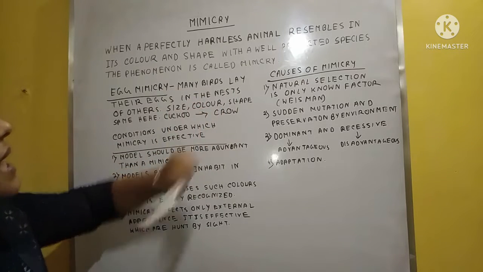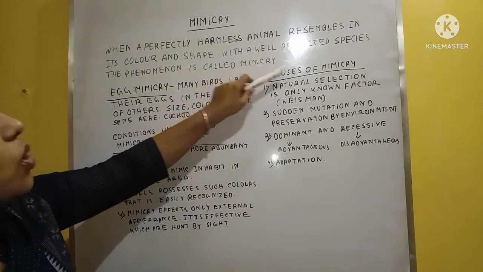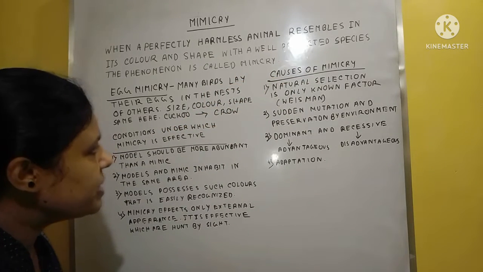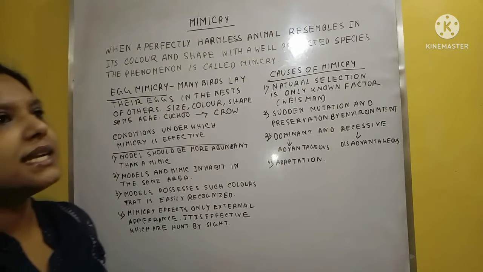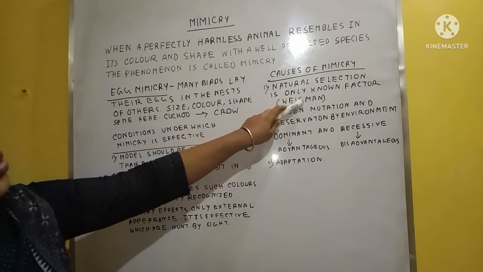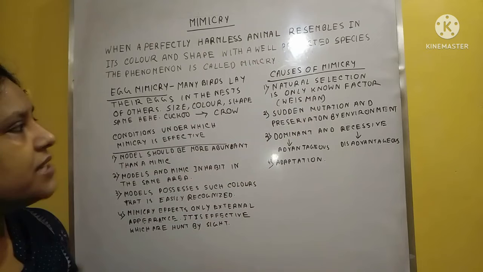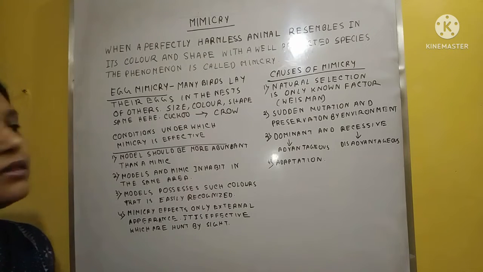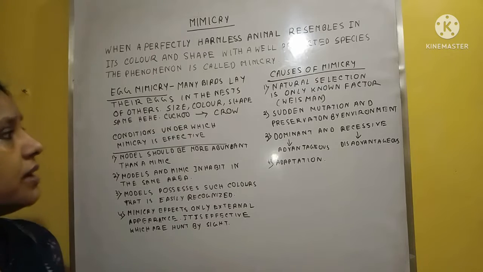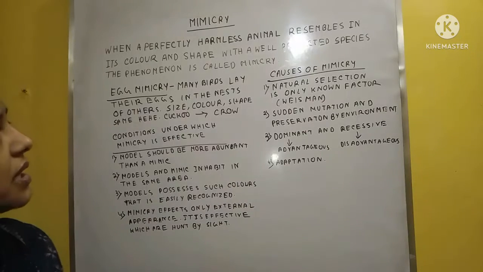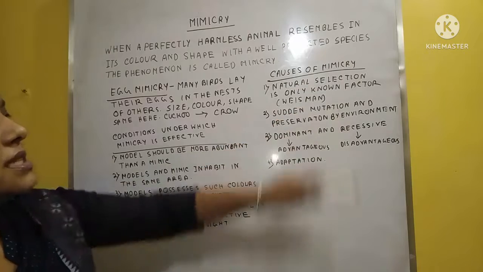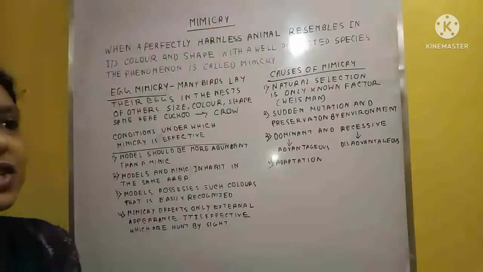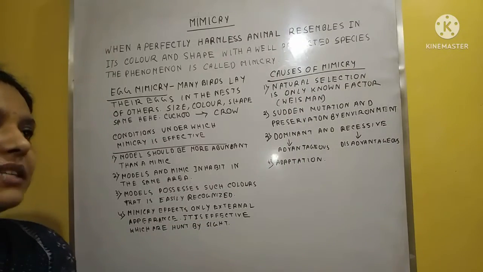This is the egg mimicry, and now we learn what the causes are. What are the causes of the mimicry? The main cause, according to scientists, is that natural selection is the important factor for mimicry. Actually, before going to natural selection, again we have to go to the mutation, the sudden mutation of the animals, or due to some environmental changes, some characters remain.